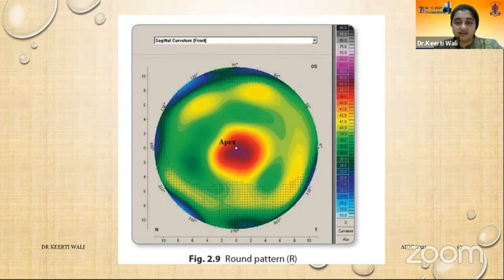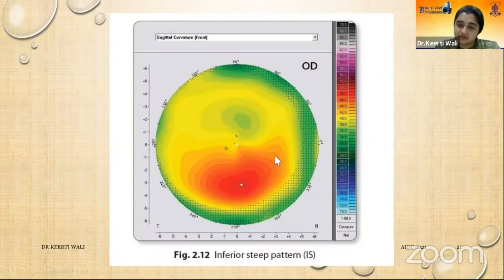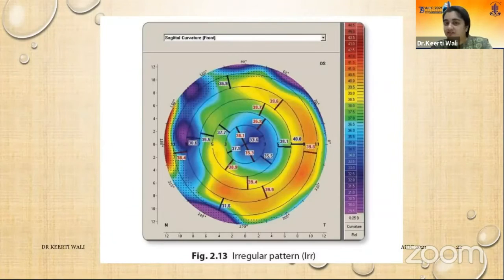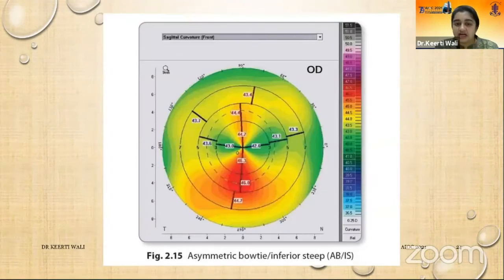This is a round pattern with the apical keratometry in the range of 50 diopters. This is a high risk feature. This is a superior steep pattern with a superior inferior asymmetry, a high risk feature. This is the inferior steep pattern with the keratometric values in the higher range and inferior asymmetry more than 1.5 diopters. This is a high risk characteristic. This is an irregular pattern, definitely a high risk. This shows a symmetric bow tie with skewing of the radial axis. This comes in the moderate risk. Asymmetric bow tie with inferior steepening is a high risk if associated with keratometry values more than 50.